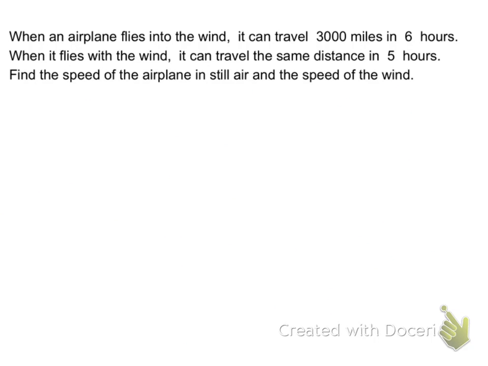When an airplane flies into the wind, it can travel 3,000 miles in 6 hours. When it flies with the wind, it can travel the same distance in 5 hours. Find the speed of the airplane in still air and find the speed of the wind.